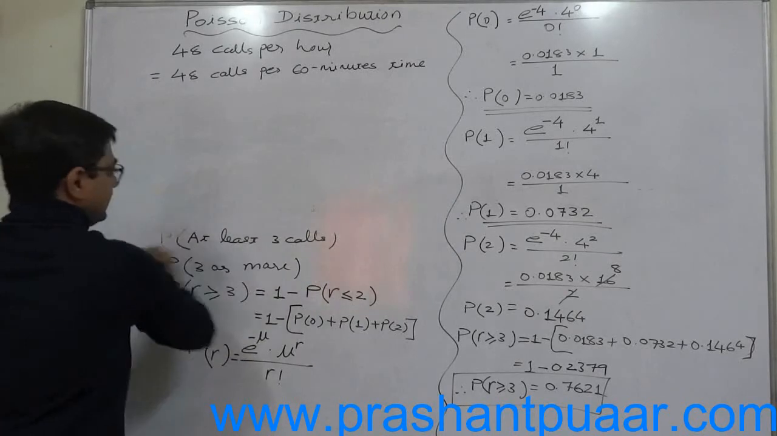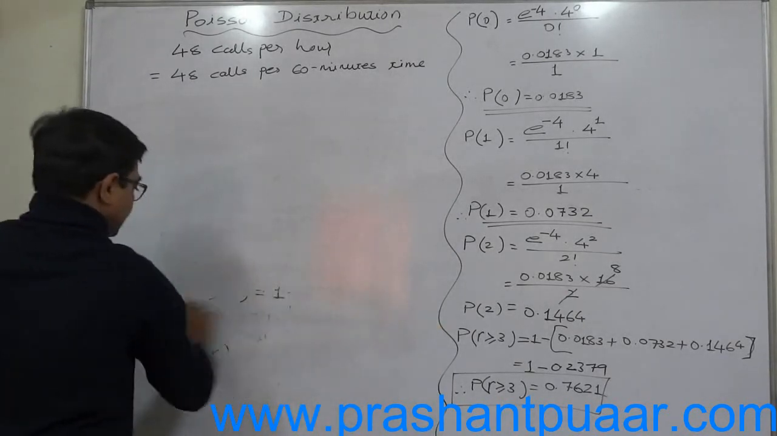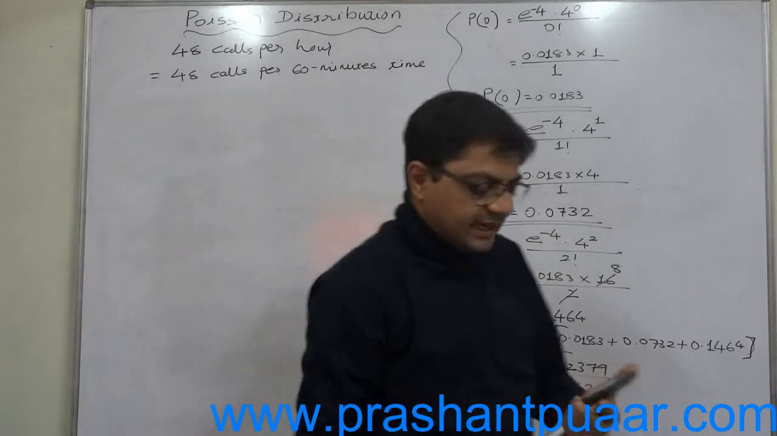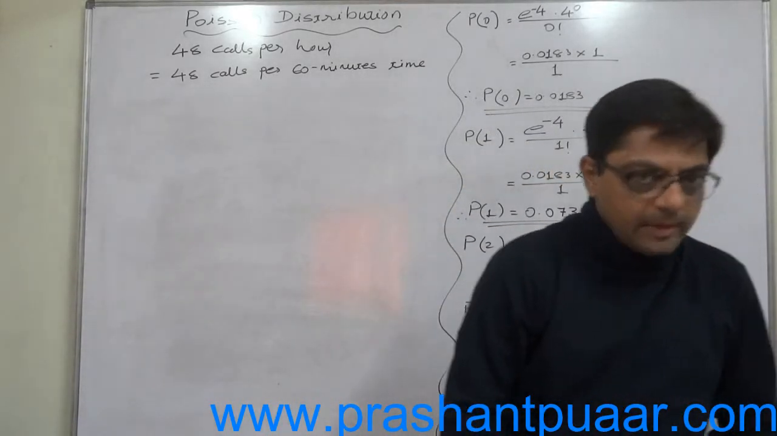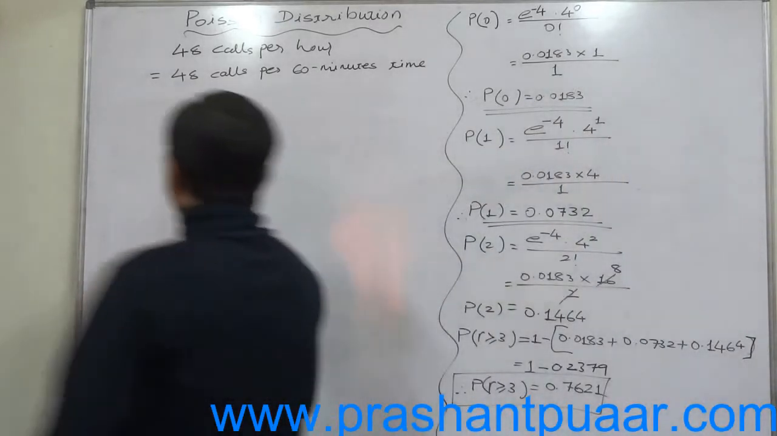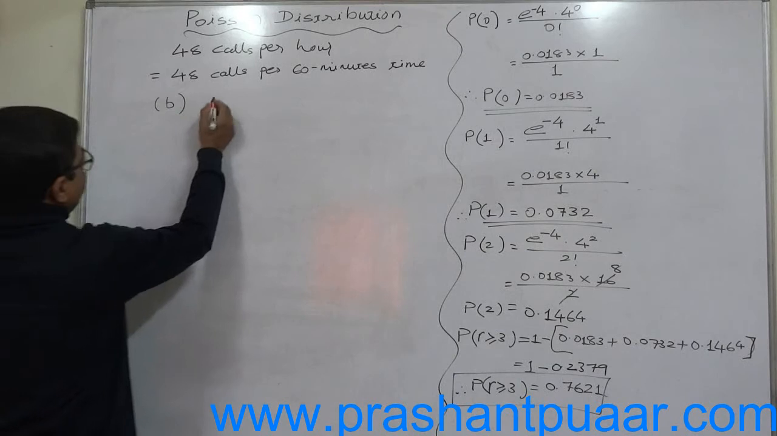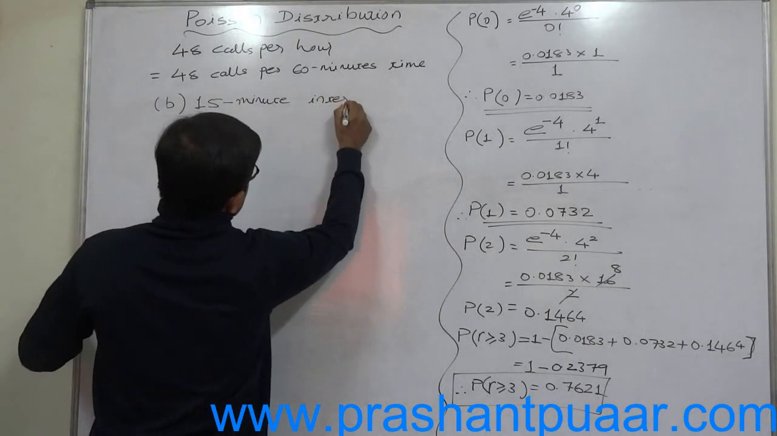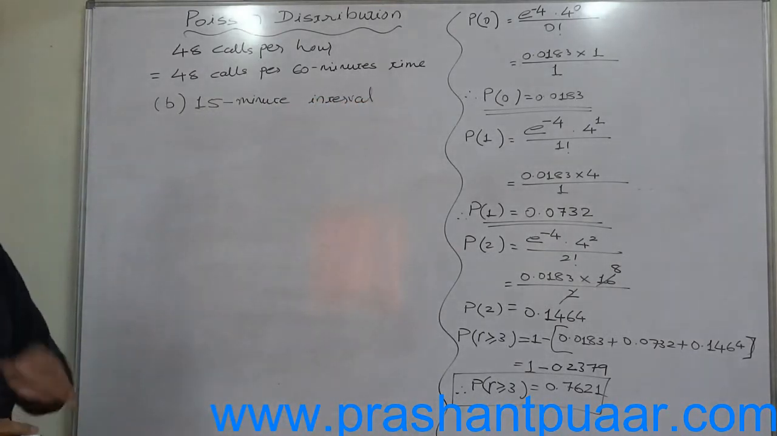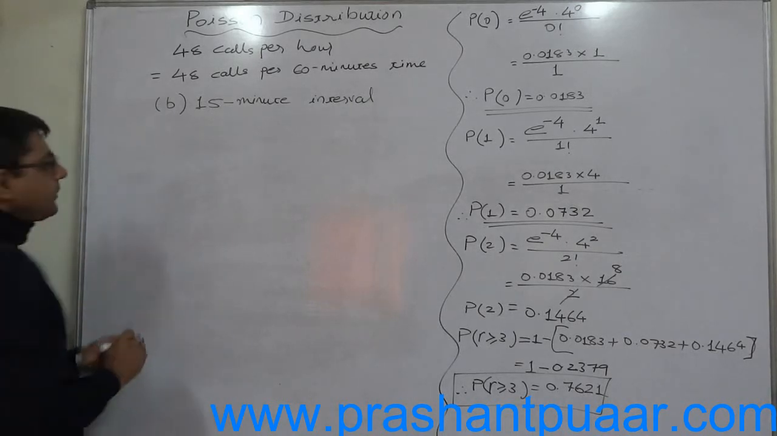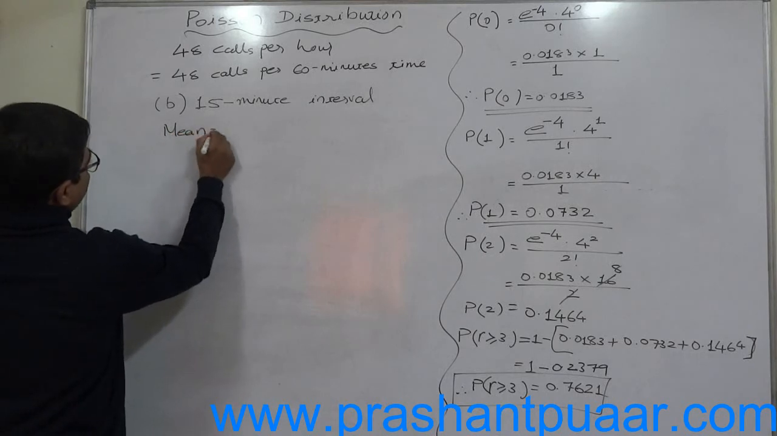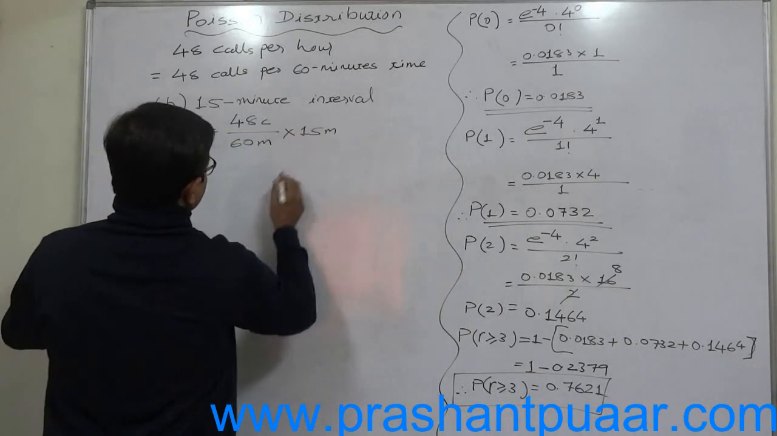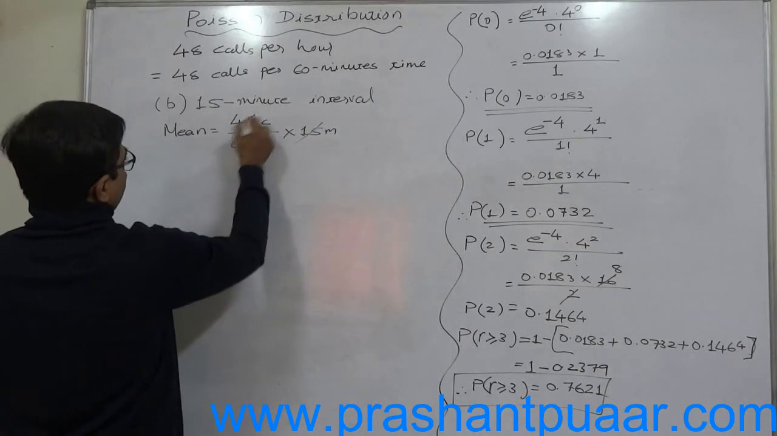Now the sub question B or number 2, and in that question we are required to compute the probability of receiving exactly 10 calls in 15 minutes. So the important point is the time span, the 15 minutes interval. So first we require the mean or average number of phone calls per 15 minutes. So mean will be 48 phone calls per 60 minutes into 15 minutes. So it comes to 12.